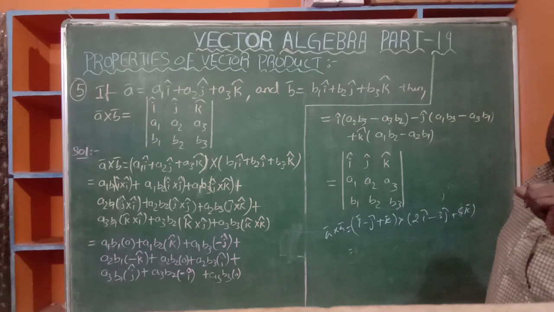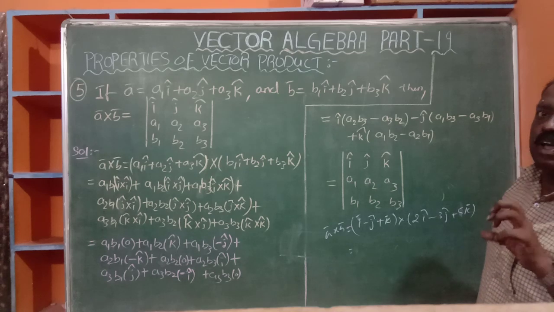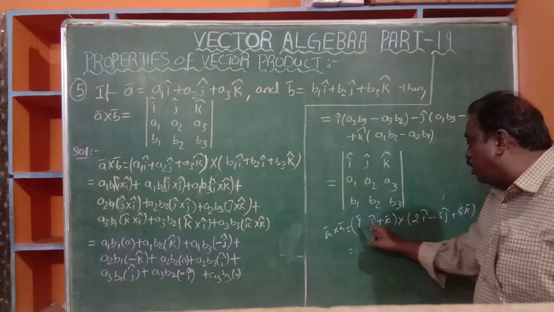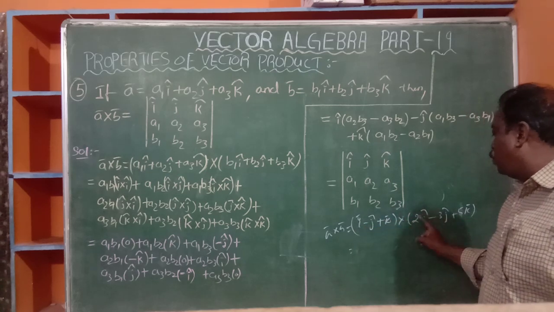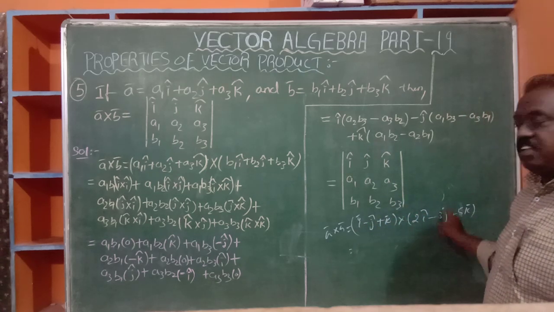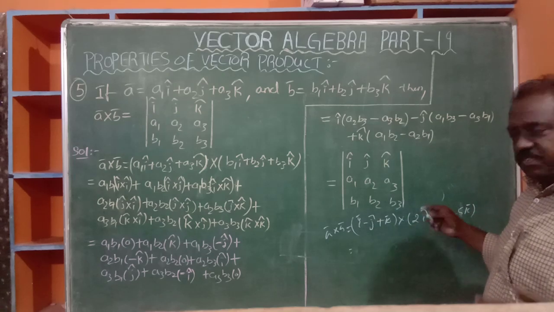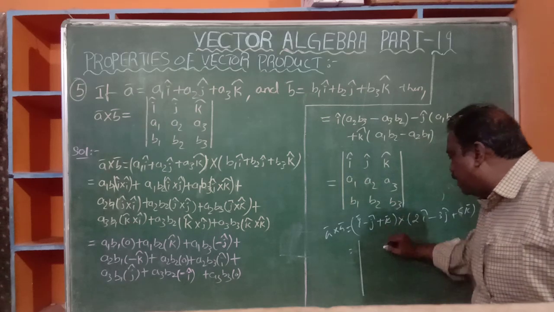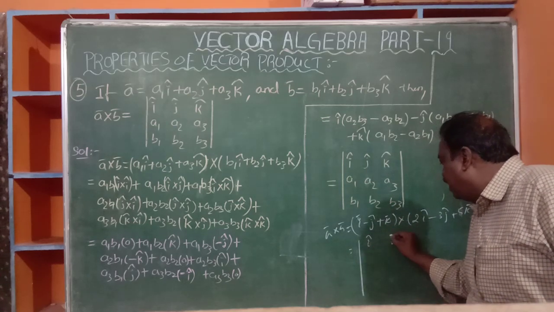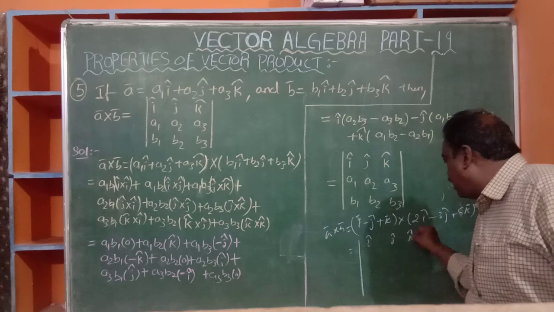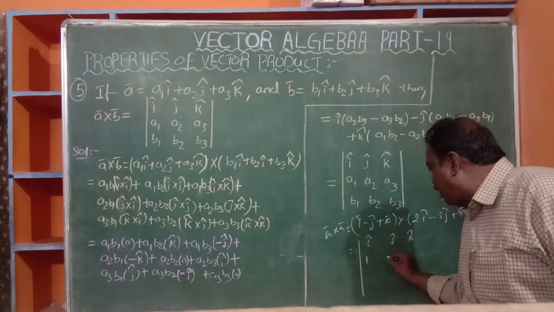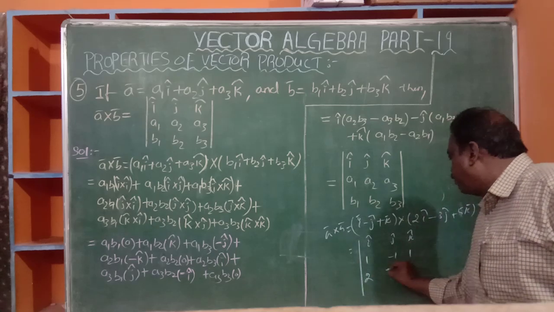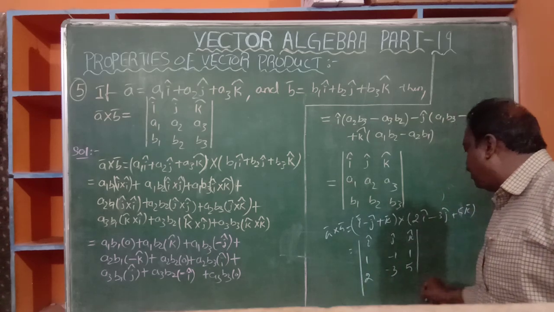Fourth property is also explained: the distributive law is followed, without proof. By using the distributive law, multiplying I cross 2I, I cross minus 3J, I cross 5K and so on is very clumsy, very difficult. But the method is I, J and K in the first row; the second row is the I coefficient 1, J coefficient minus 1 and K coefficient 1; and the third row is 2, minus 3 and 5.